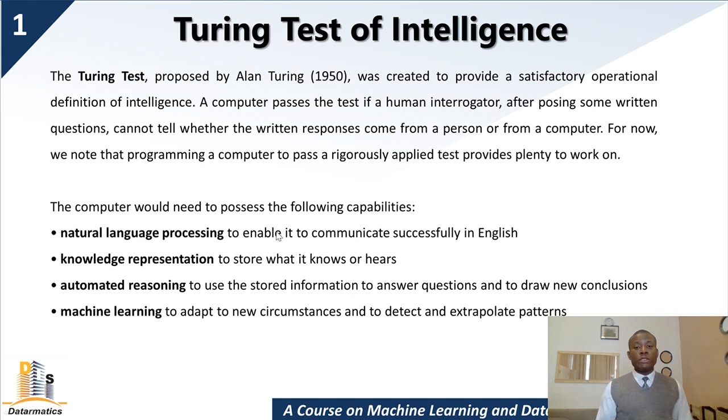So computers need to possess the following capabilities according to Alan Turing. Natural language processing enables them to communicate effectively in a particular language. Knowledge representation to store what it hears, more like memory. Automated reasoning, and machine learning. We are going to talk a little more about machine learning later on in this presentation or in subsequent modules.